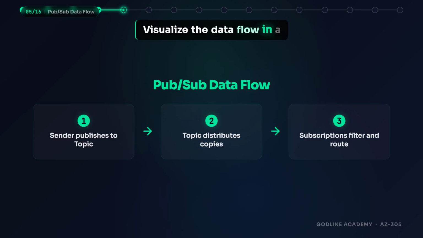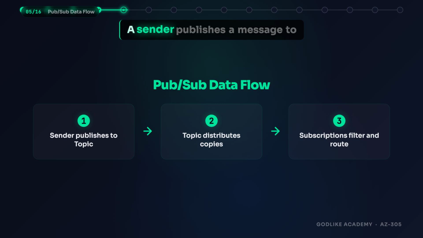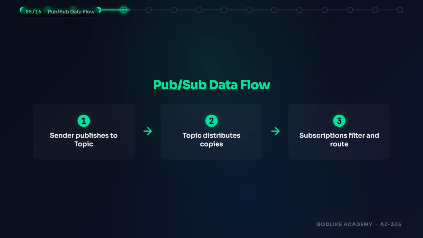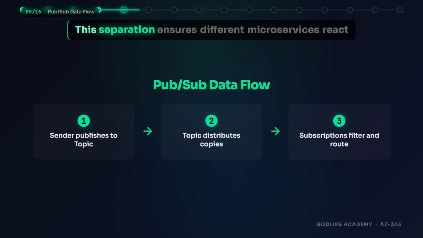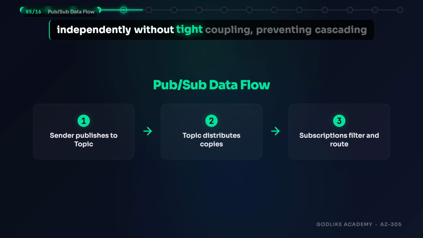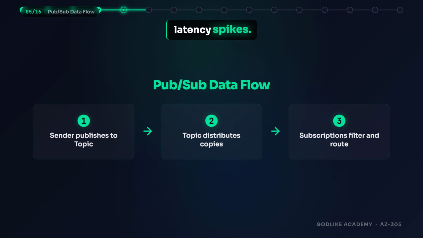Visualize the data flow in a publish-subscribe scenario using Azure Service Bus. A sender publishes a message to the topic resource. The topic then distributes copies of that message to each subscription attached to it. Each subscription applies its own SQL filters and routes the relevant messages to its specific subscribers. This separation ensures different microservices react independently without tight coupling, preventing cascading failures when one downstream API experiences latency spikes.